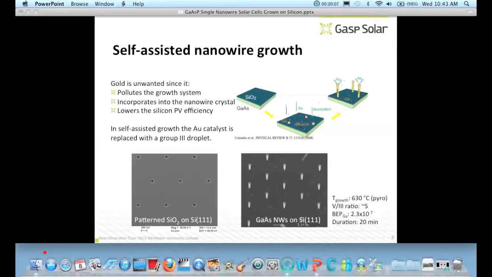These are grown at a growth rate of roughly 1 micron per hour for 20 minutes. So we grow 2 micron tall nanowires using what in bulk would have been around 350 nanometers of growth material.